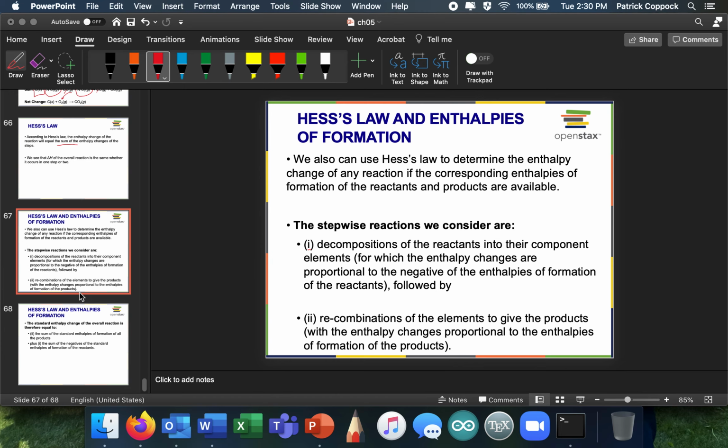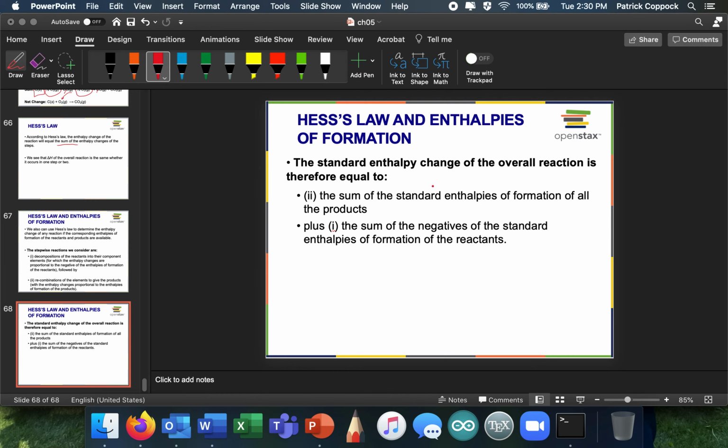All right, so finally, we can also use Hess's law to determine the enthalpy change of any reaction if the corresponding enthalpies of formation of the reactants are available, which they usually are. I'm not going to give you something like this on a quiz or exam if you can't find those enthalpies of formation in your notes or in a textbook or in the reference material that I give you. So the stepwise reactions we consider are decompositions of reactants into their component elements, for which the enthalpy changes are proportional to the negative of the enthalpy of formation, and also recombinations of elements.